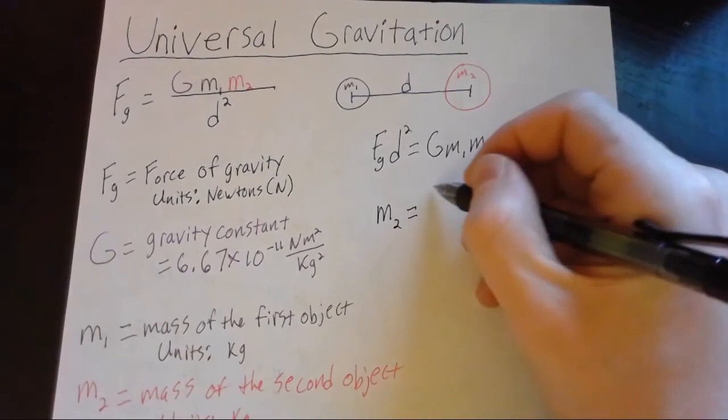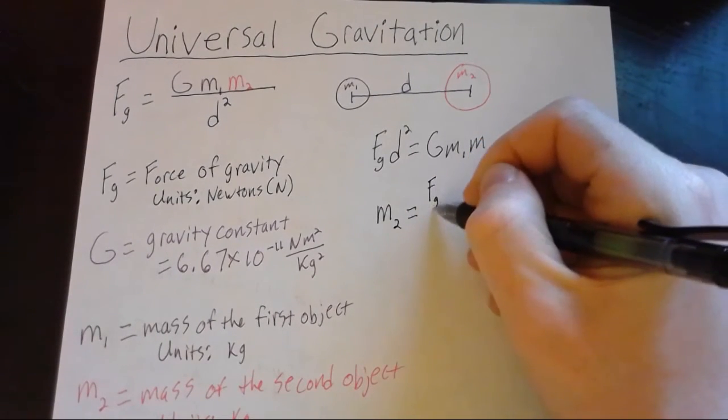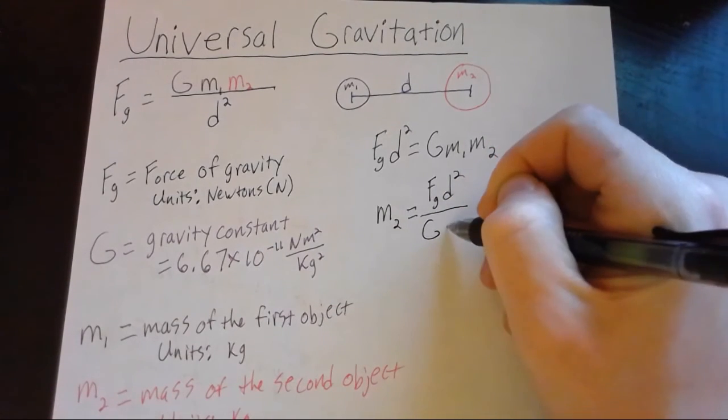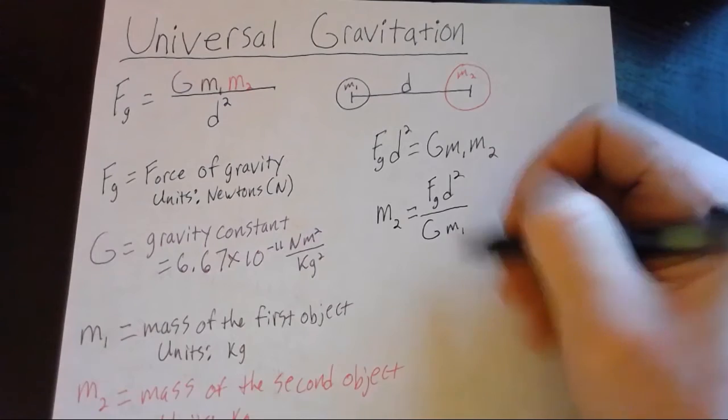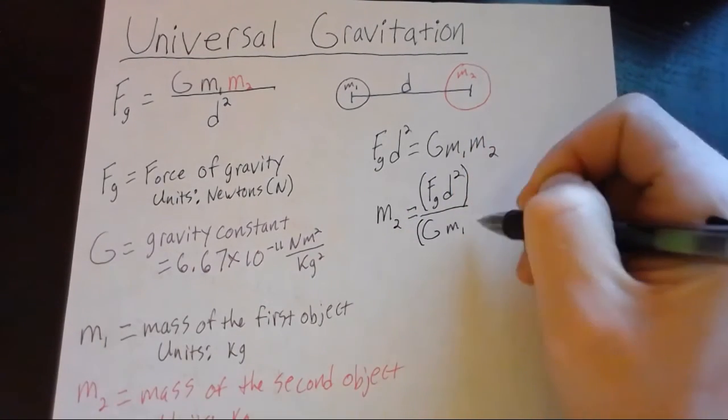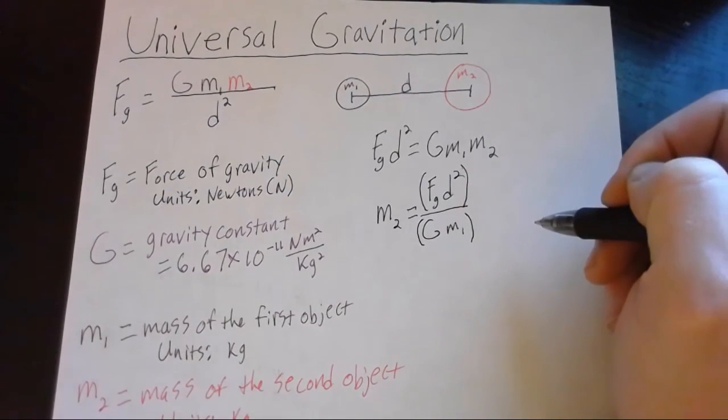m2 will be found by dividing both sides by capital G and m1. This gives us the new equation of m2 is equal to the force of gravity times the distance squared divided by the universal gravitation constant times the mass of the first object.